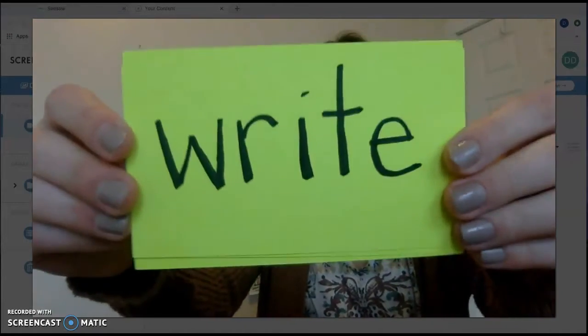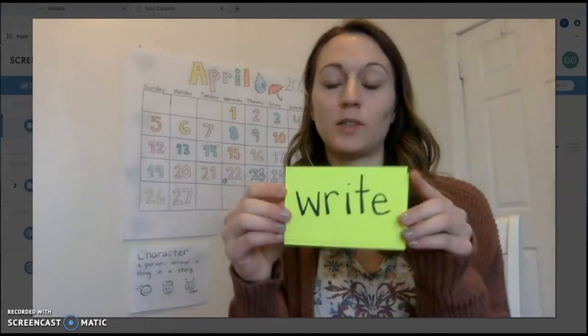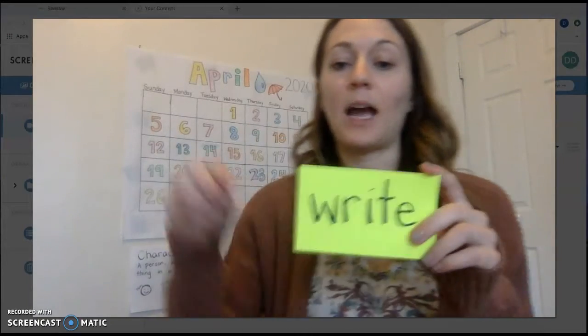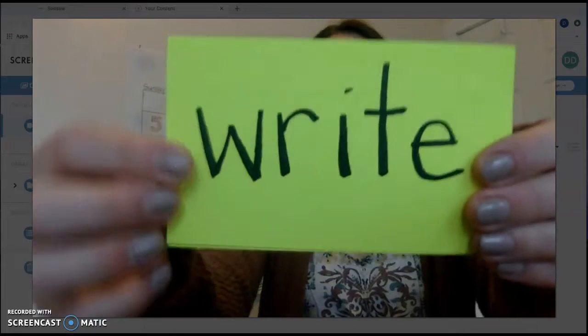Our last sight word for this week is the word, can you say right? This isn't like, oh yes, you're right, but it's I will write on a piece of paper with my pencil, right? Can you spell it with me?